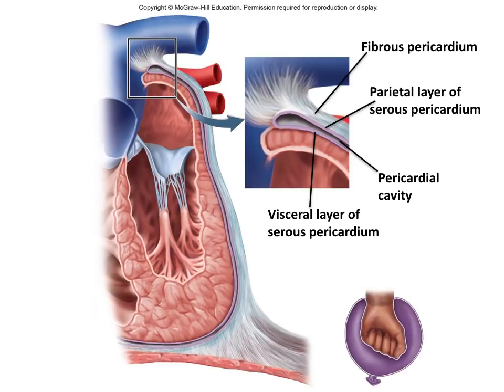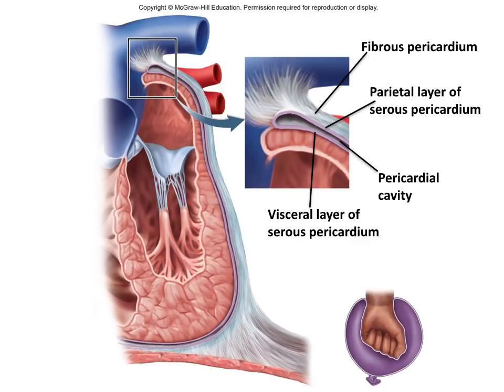The pericardium is composed of two layers. The outermost layer is a layer of dense, irregular connective tissue called the fibrous pericardium. It is equal in strength to the dura mater surrounding the brain. Deep to the fibrous pericardium, you have a two-layer serous membrane called the serous pericardium.